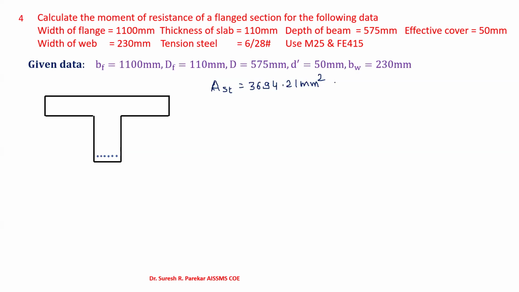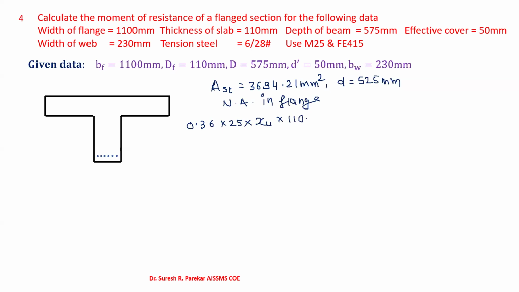Then small d I will calculate, which will be 525 millimeters. Now we have first neutral axis in flange. Now I will directly put the values: 0.36 fck, we have 25, into 1300 fck. Xu we have to find.